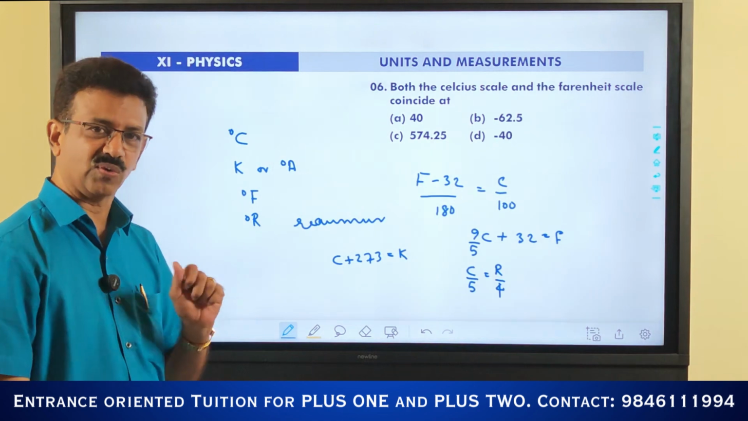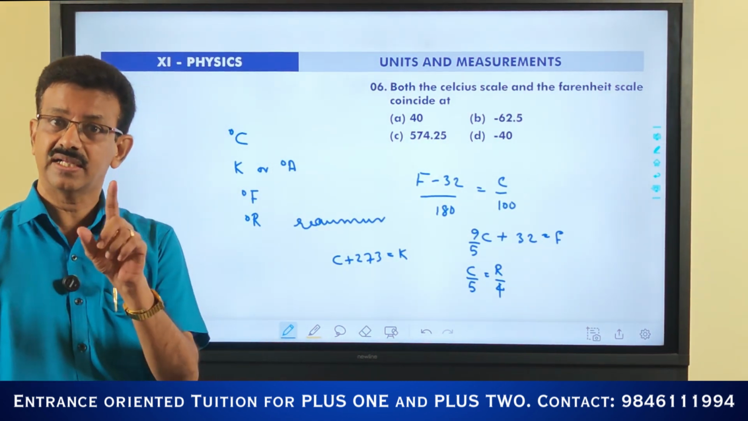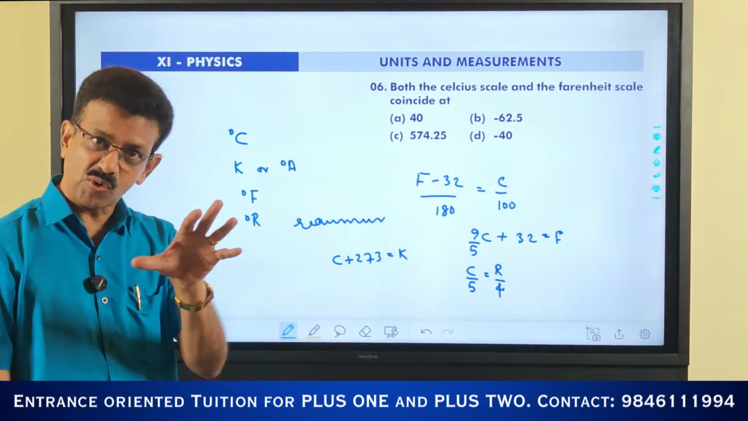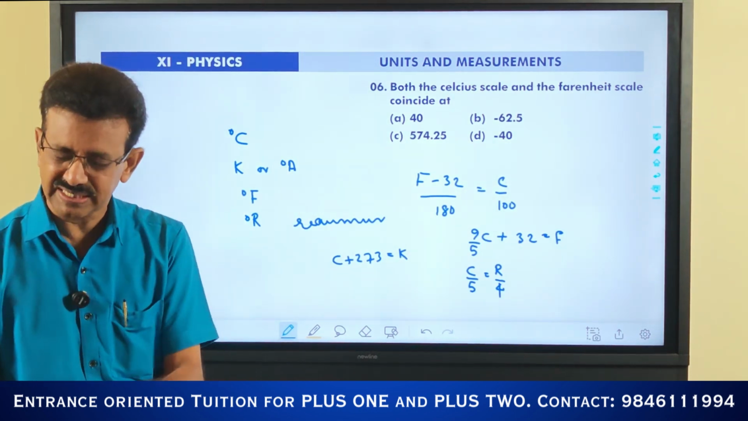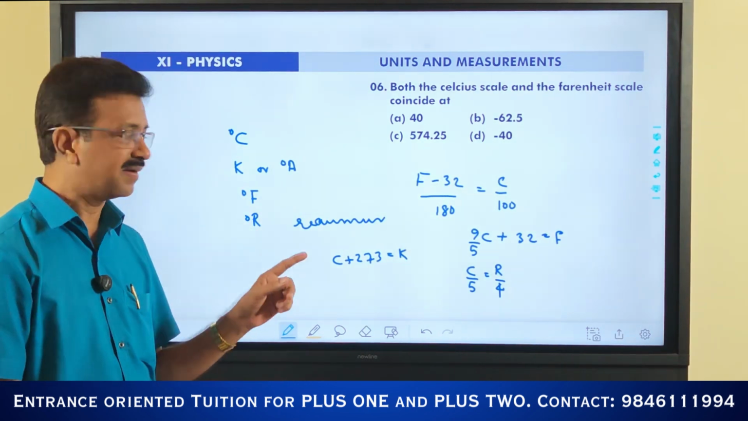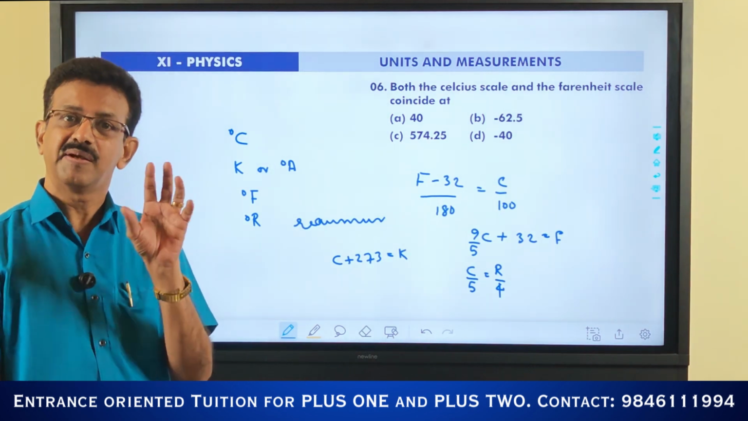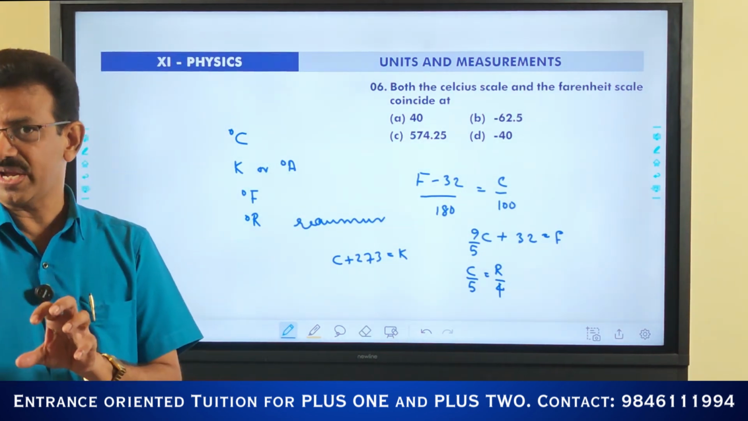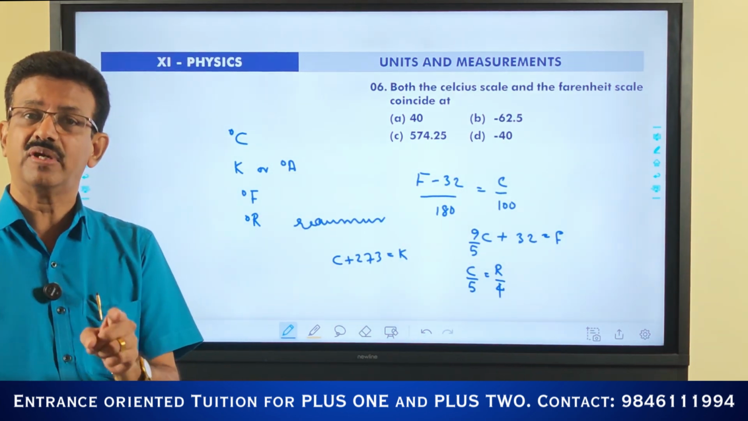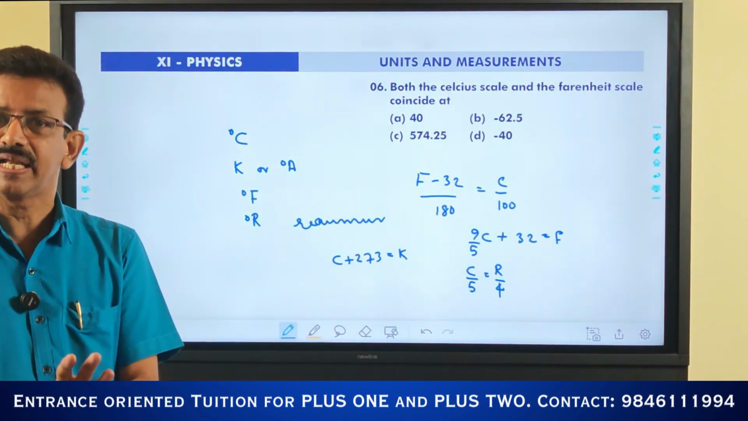Now, here the question is coincide. Fahrenheit scale and the Celsius scale coincide at dash. Means if two thermometers are dipped under a particular circumstance, both will give the same reading. Similar here for Celsius scale and Fahrenheit scale, that coinciding point is minus 40. That is, at the temperature of minus 40 degrees Celsius, Fahrenheit scale will also give the same reading, minus 40.